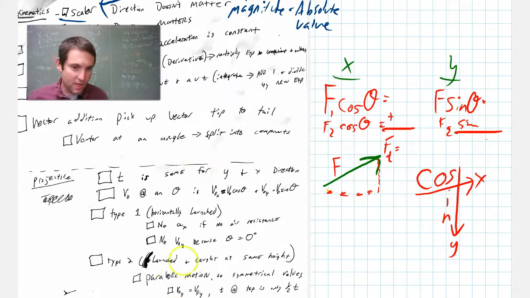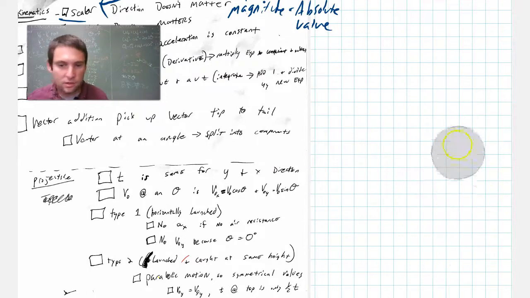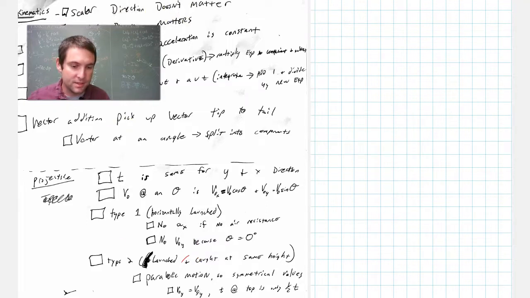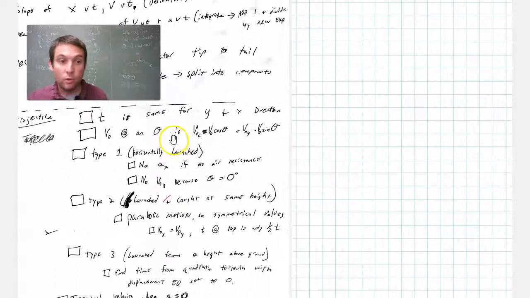Whenever we have a vector at an angle, we have to resolve that vector into its component pieces. So make sure you are doing that. If you have a force at an angle, that means it needs to be split up, because x and y has to be treated separately. Which brings us to projectile motion.